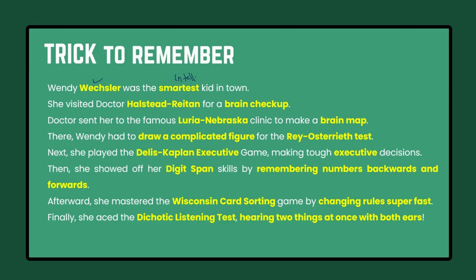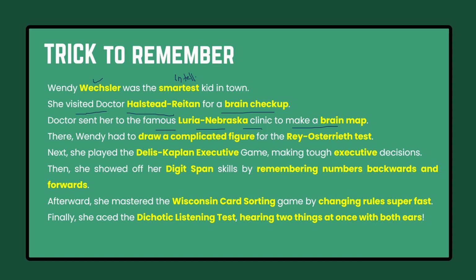Okay. So she visited Dr. Halstead Rayton for a brain checkup. Okay. So what does she do? She visits the doctor and the name of the doctor is Halstead Rayton. She visits the doctor for a brain checkup. Doctor sent her to a famous Luria, Nebraska clinic to make a brain map. Okay. So now she went to the Dr. Halstead Rayton who sent her to the famous Luria, Nebraska clinic to make a brain map.